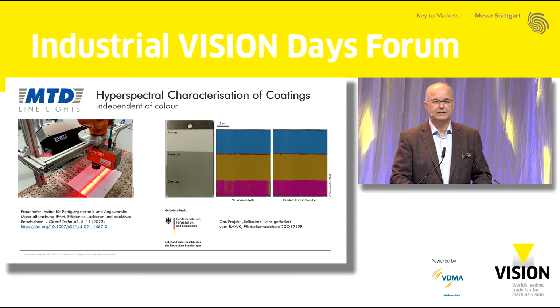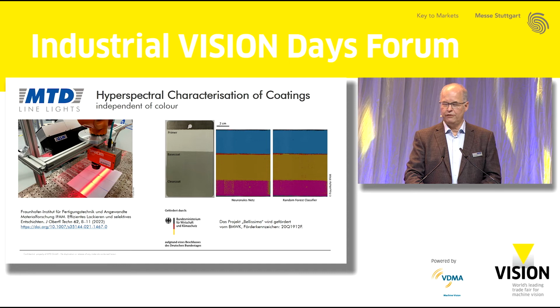Another example is the hyperspectral characterization of coatings, independent of color. Here you see an example where the base coat and the clear coat you cannot distinguish in the visible, but it's quite easy to detect with hyperspectral technology in the shortwave infrared. And here the LED in combination with the hyperspectral camera is mounted on a robotic system so that you can also investigate curved surfaces.